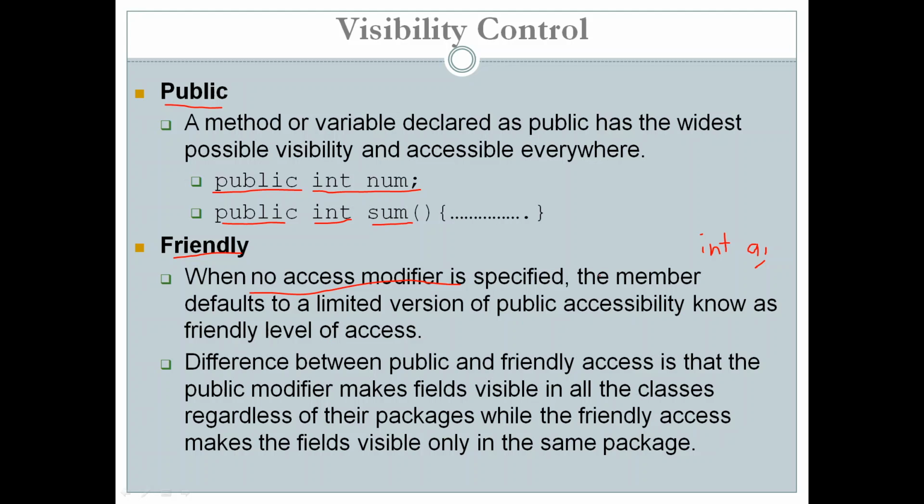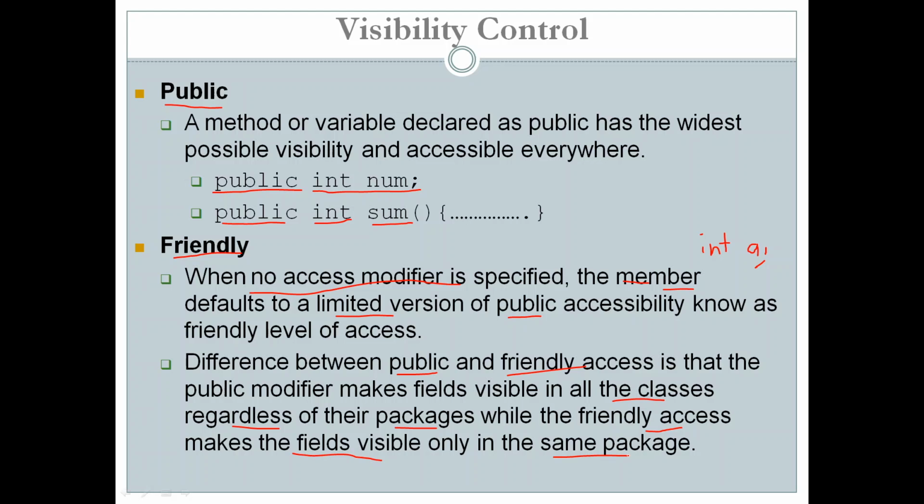Okay, the member defaults to a limited version of public accessibility known as friendly level access. Now the difference between public and friendly access is that the public modifier makes the field visible in all the classes regardless of their packages, while friendly access makes the fields visible only in the same package.